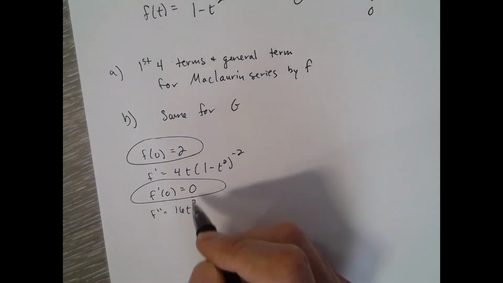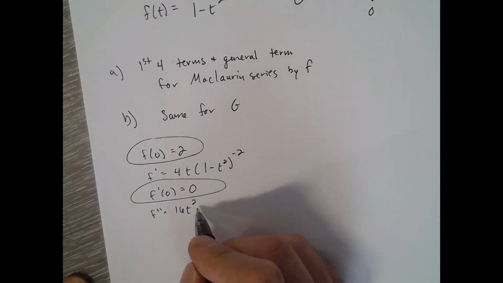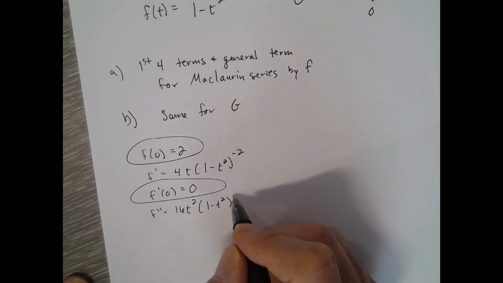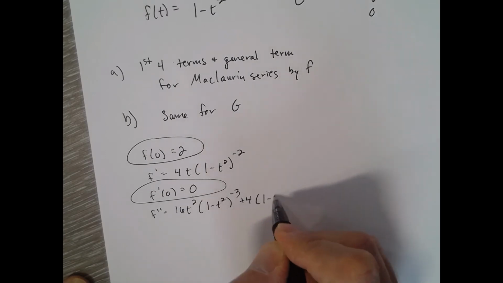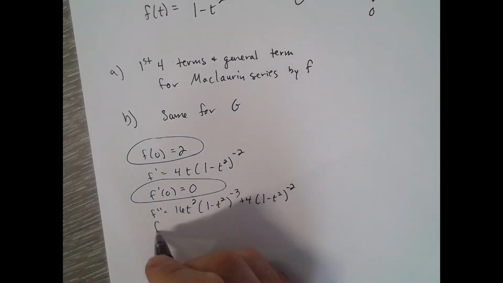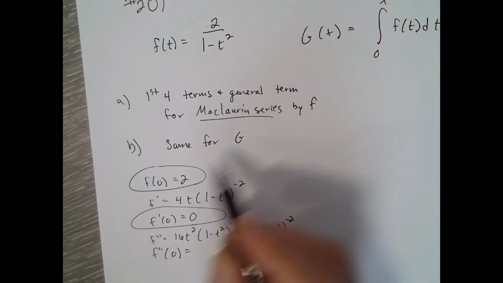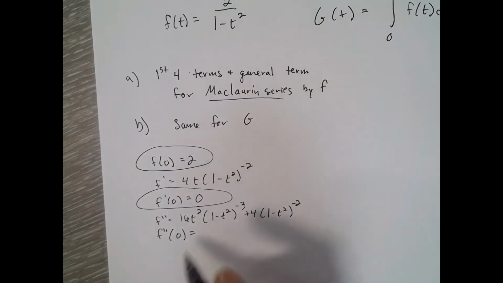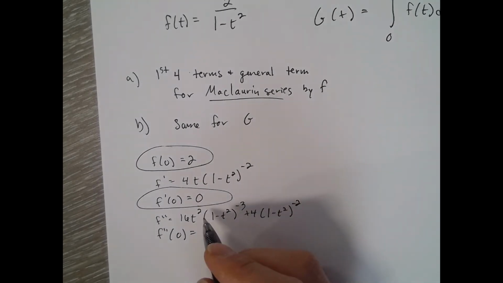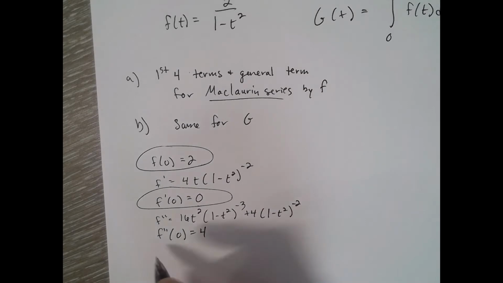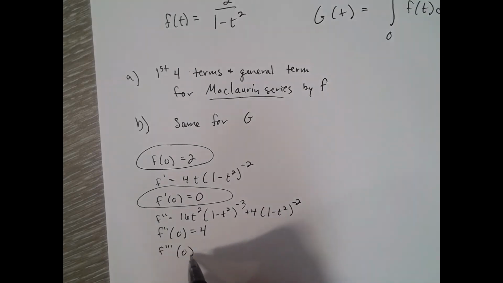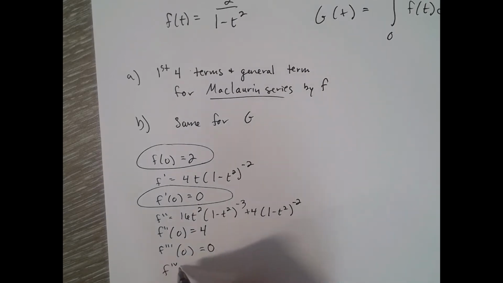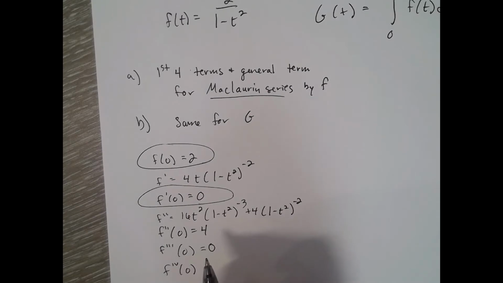So assuming that you could find the derivatives, 1 minus t squared to the negative 3 plus 4 times 1 minus t squared to the negative 2. And then we do f. So we know that it's centered at 0 because it's always at 0. So f of 0, f prime of 0, f double prime of 0. Looks like it's 4. Do another derivative, f triple prime of 0. Not even showing you that. Looks like it's 0. And the fourth derivative at 0 is 48.